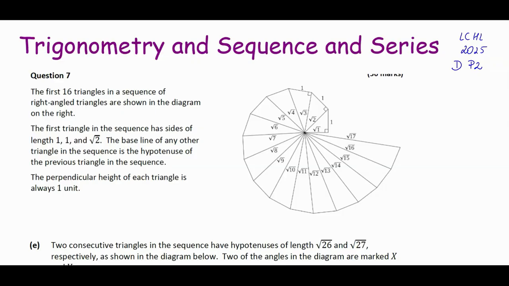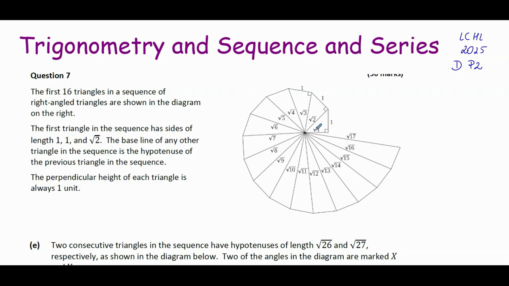So we are looking at the last part of this question. This question has to do with sequence and series and trigonometry. Just a reminder again, what is the sequence about? It's about right-angle triangles, each of them. We are shown here how the sequence is built. We are as well told that this side here is always 1.